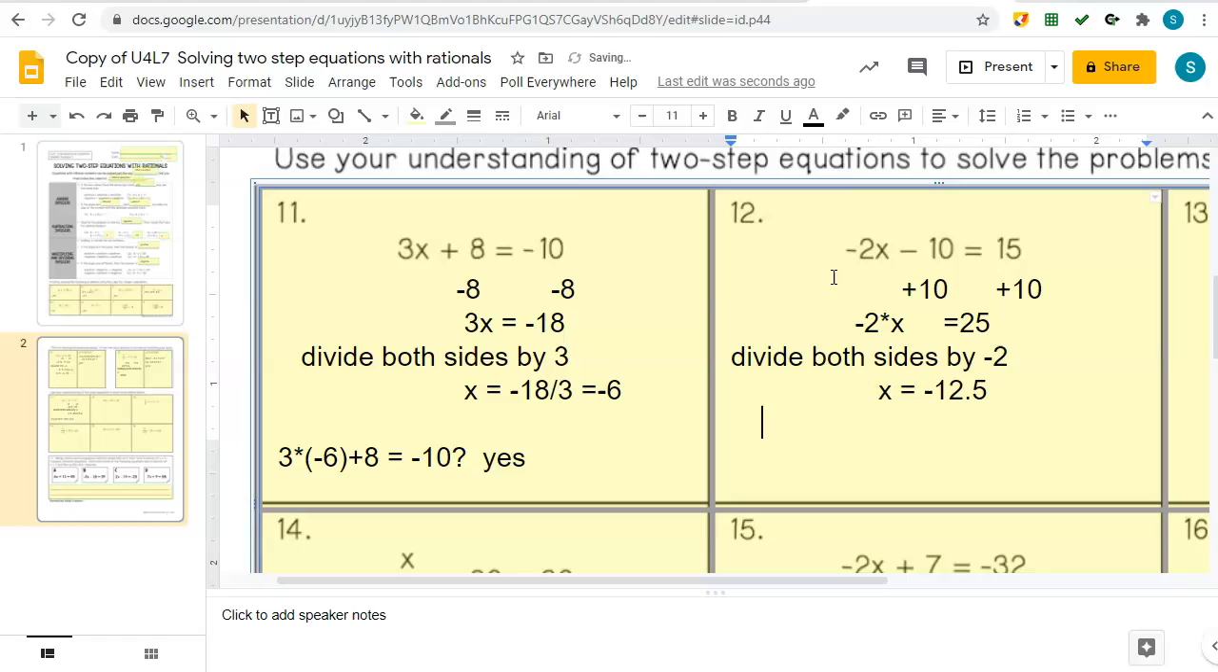We check our answer. Negative 2 times negative 12.5 minus 10. So negative times a negative is a positive. We get 25 minus 10. That does in fact equal 15 because we get 25 minus 10 equals 15.